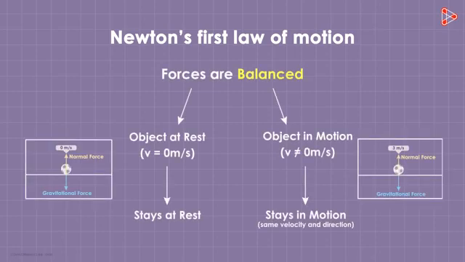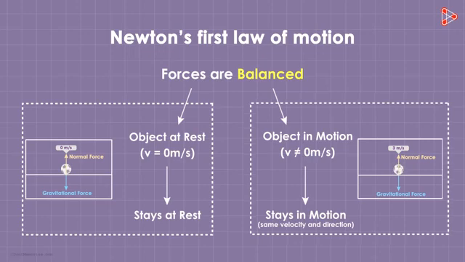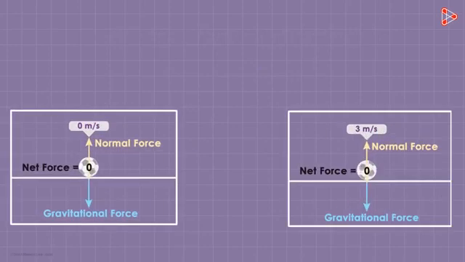If the forces are balanced, the acceleration will be zero. In the first case, the object will continue to remain at rest, and in the second, the object will continue to stay in motion at the same velocity and in the same direction. Don't forget, these two cases will remain true only if the forces are balanced, only if the net force is zero. Now let's try to create a similar diagram for the second case.